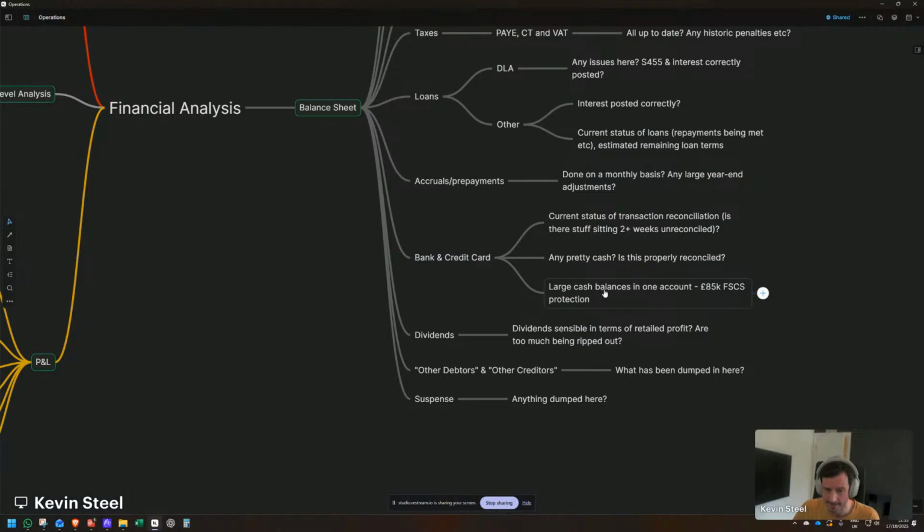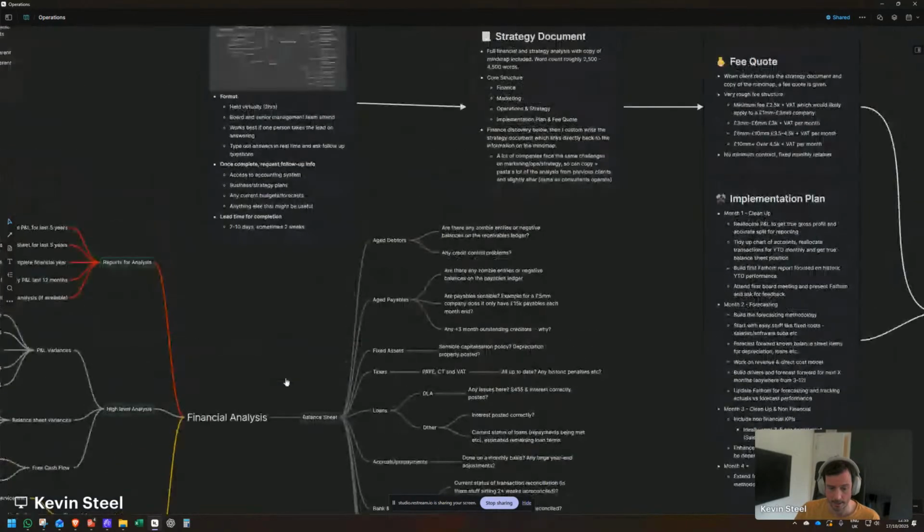So if there's any opportunity to improve the treasury management of the company, we can maybe have a look at that. Are dividends sensible in terms of retained profit? And then everybody's favorite, other debtors and other creditors, generally used as a dumping ground. So what's hiding in other debtors? What's hiding in other creditors? And is there a suspense account? And what is dumped in there?